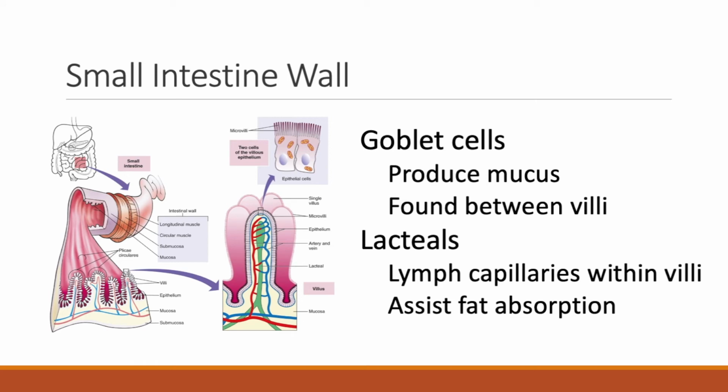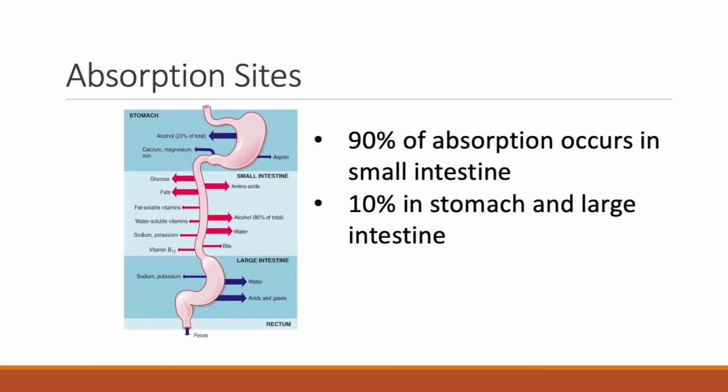So the small intestinal wall, if we were to look just at that tissue, has goblet cells which produce mucus, and it's found in between the projections of villi. And then the lacteals, if you remember from the lymph system, those that were here last module, the lymph capillaries within the villi assist with fat absorption. So if we look at absorption rates, 90% of absorption occurs in the small intestine, whereas 10% is in the stomach and large intestine.